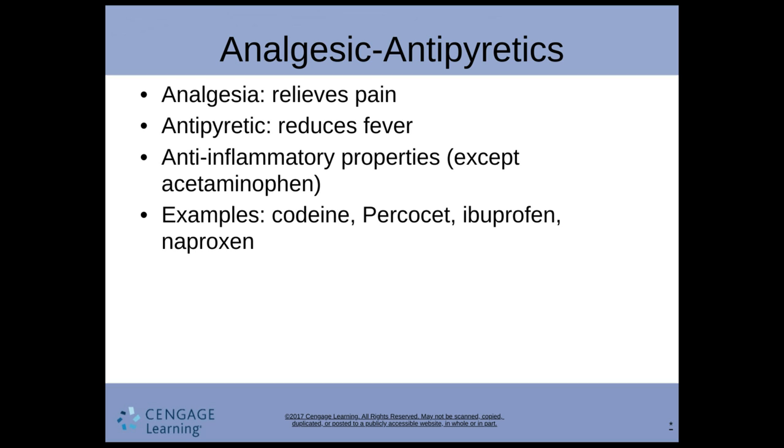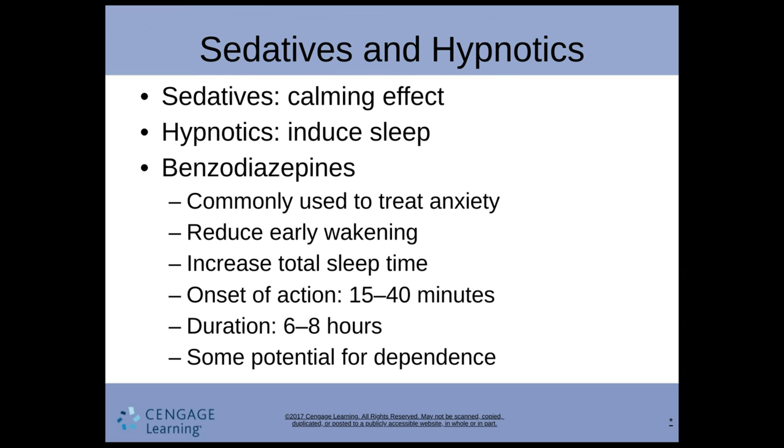So analgesic, antipyretic, anti-inflammatory. An analgesic helps to relieve pain. An antipyretic reduces fever. An anti-inflammatory helps to reduce inflammation. So examples of these are codeine, Percocet, ibuprofen, naproxen. Naproxen is things like Aleve, right? And then we have sedatives and hypnotics. So a sedative has a calming effect. A hypnotic helps to induce sleep.